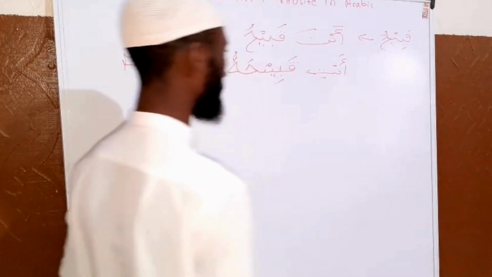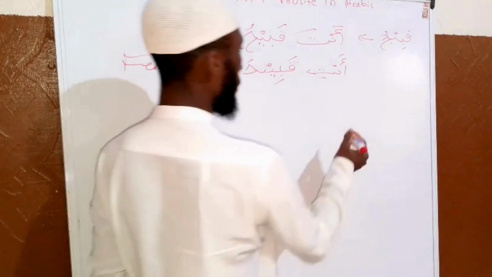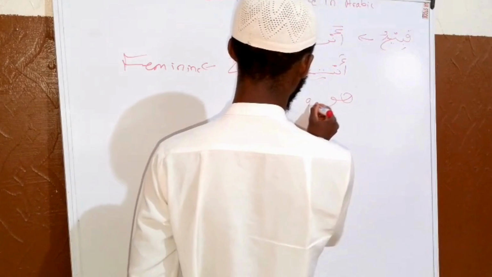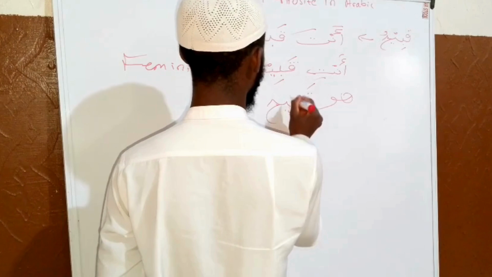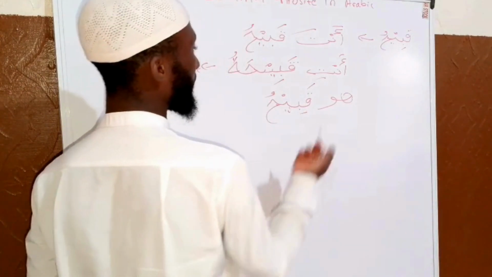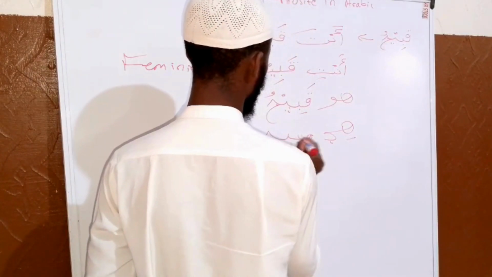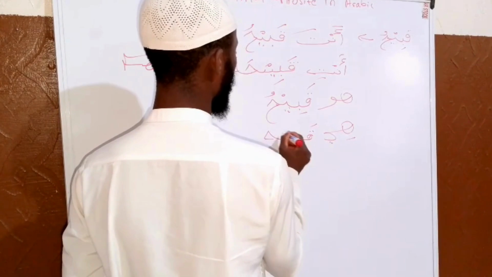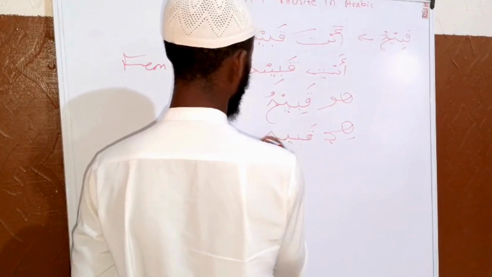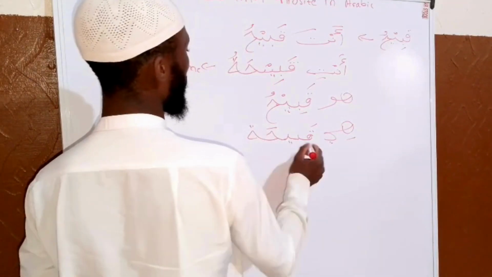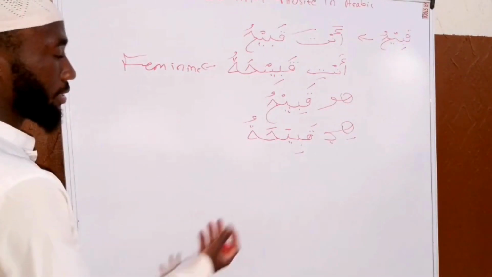Now, how do you say he's ugly? And then how do you say she's ugly? You will say huwa qabih, that is he's ugly. Then hiya qabihatu, that is she's ugly.